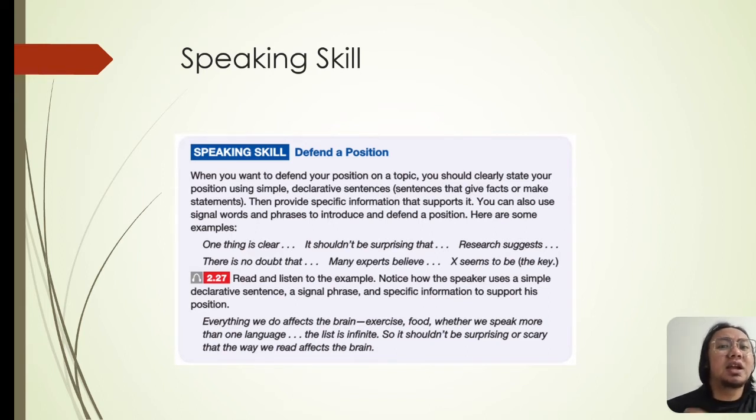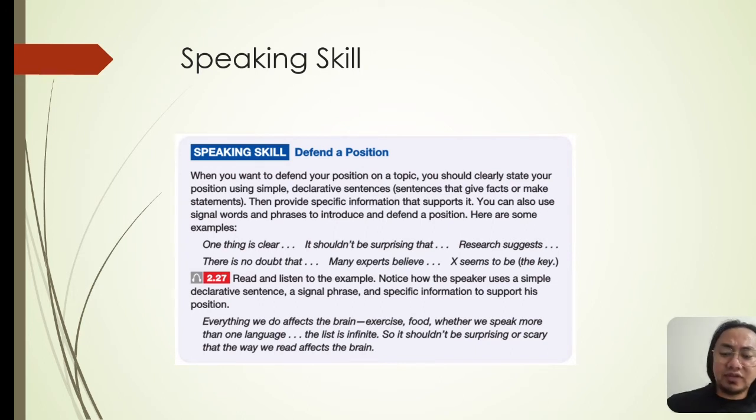Here are some of the examples. This particular skill, which is a speaking skill, is talking about defending a position. Of course, when we talk about something controversial or something that has sides, you will have a stand, you will have a position on what you believe, on what is your opinion on that particular matter, and what do you think of that particular situation.